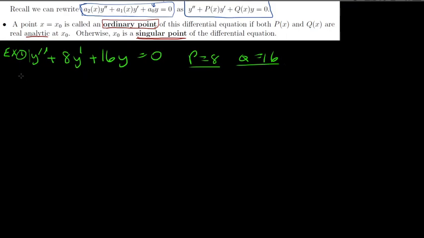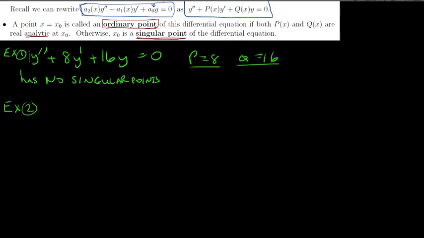So this equation has no singular points. All points x are ordinary points. And in particular, x equals 0 is where we're going to want to center our series. In fact, any equation with constant coefficients has no singular points. They're all ordinary points.